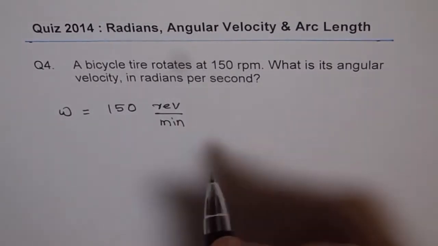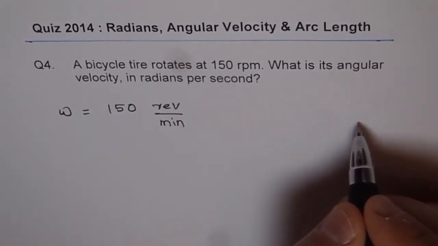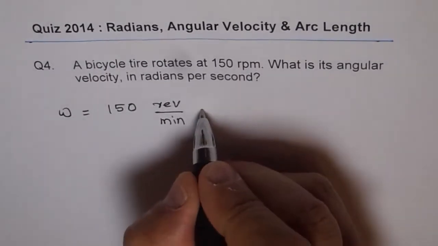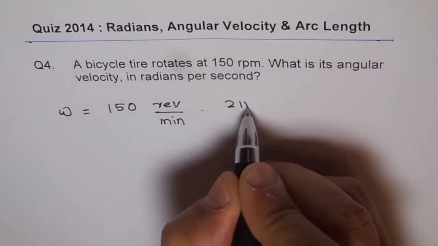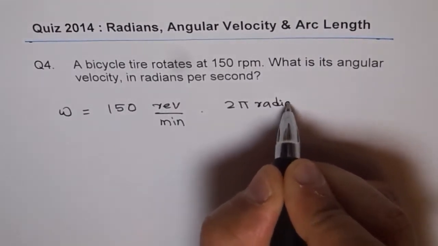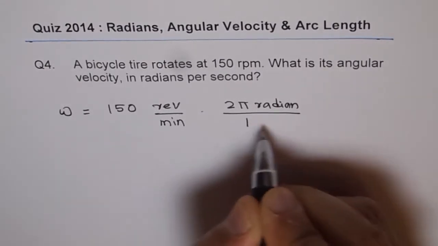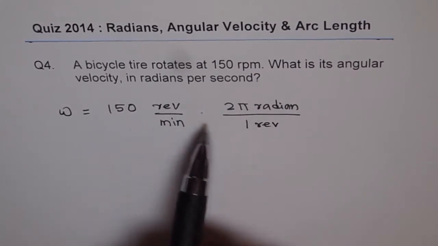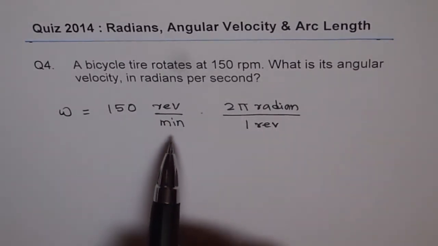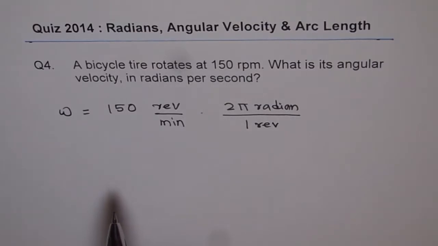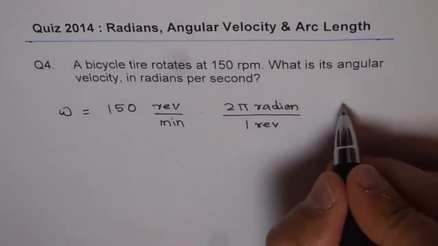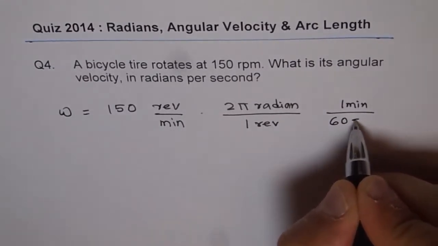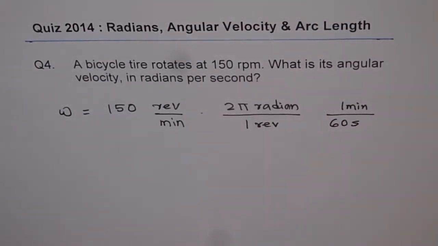Now what is one revolution equal to, right? If you go through one circle, that means one revolution, how many radians do you cover? 2 pi, right? So we can write here 2 pi radians is equal to 1 revolution. Is it okay? So that is how we will convert revolutions into radians. Now we need to convert minutes to seconds, right? So now 1 minute is how many seconds? You say 1 minute is 60 seconds. So that is how we convert minutes to seconds.